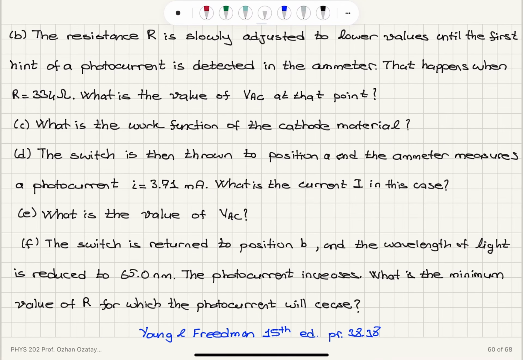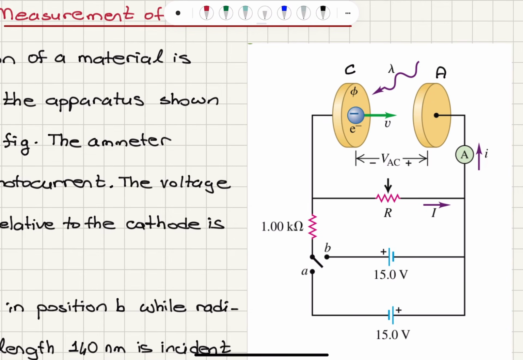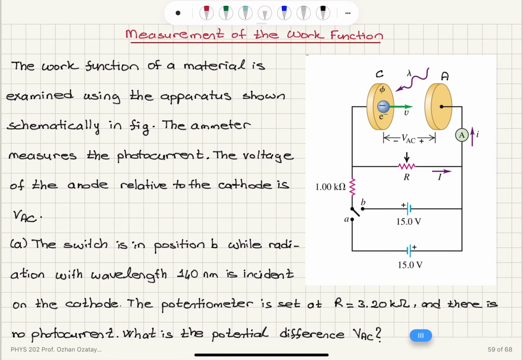Okay, in summary, we're trying to measure the work function of a material using the photoelectric effect. We have light incident on the cathode, ejecting photoelectrons that travel towards the anode, and for a certain potential difference VAC, we measure the onset of a photocurrent, and before that we have no photocurrent. In part A, the switch was at position B. We have minus 15 volts applied between these two terminals, and the wavelength of light is 140 nanometers. The potentiometer setting is given. I want to know the potential difference of anode with respect to cathode.